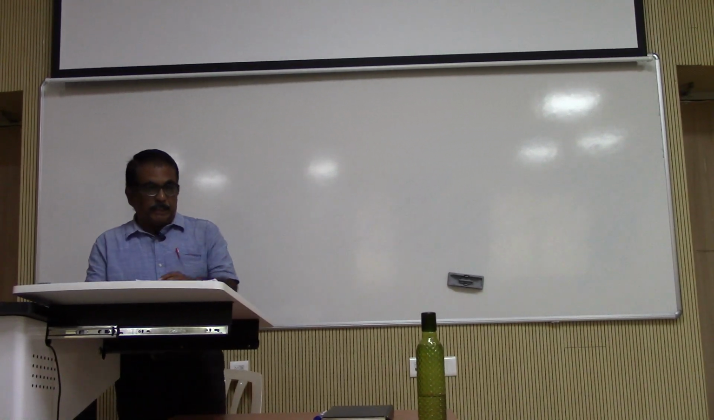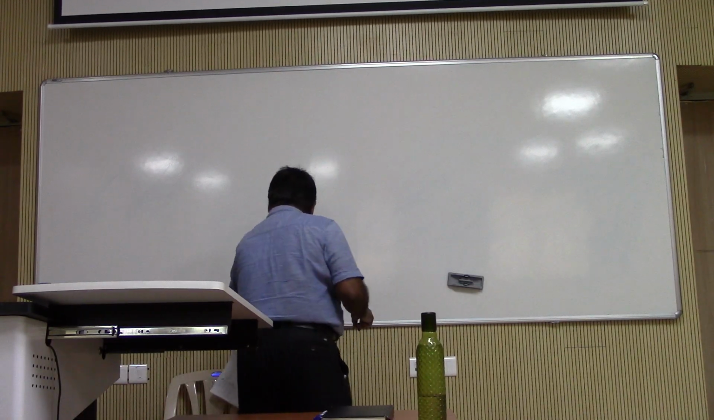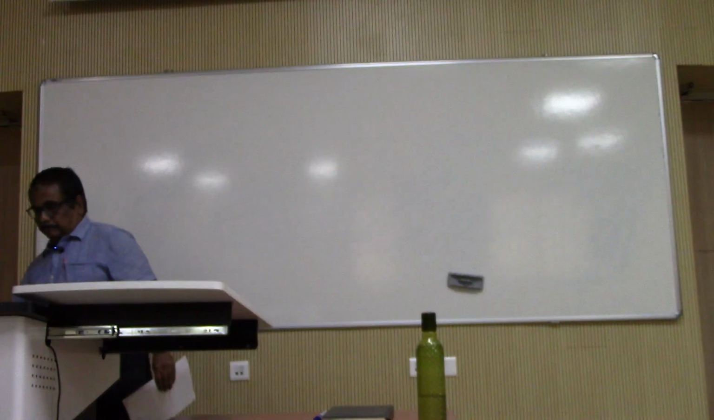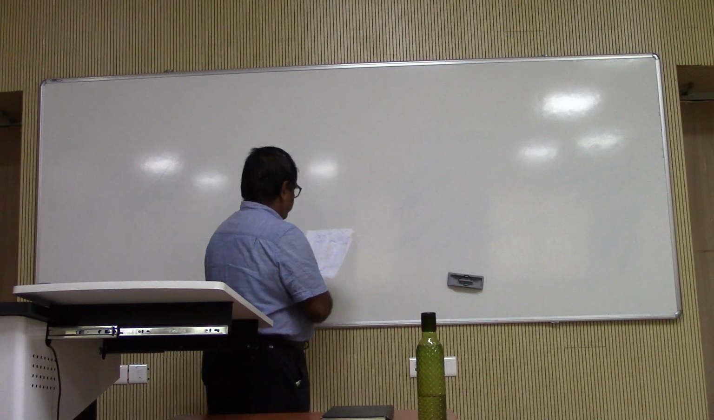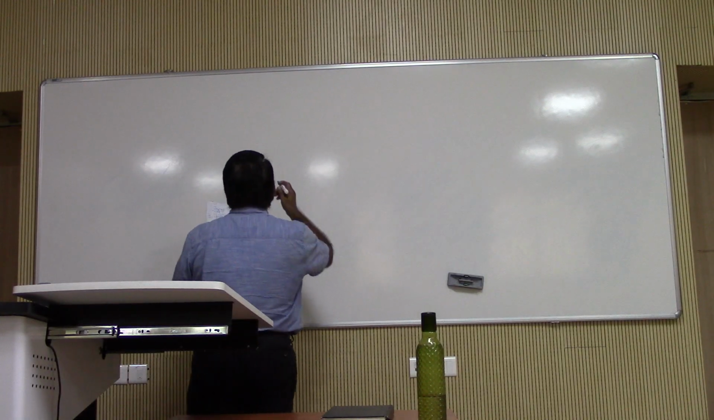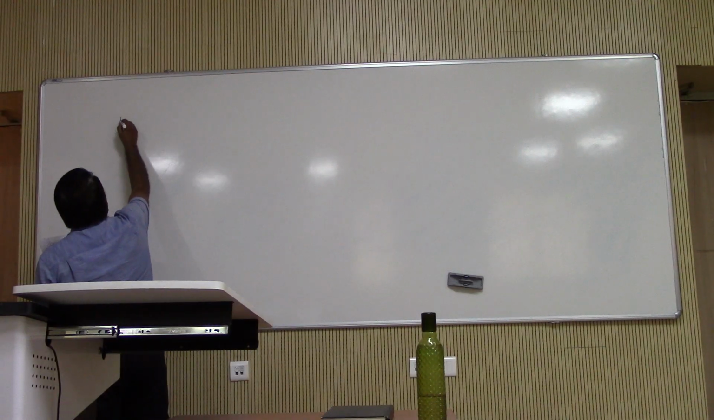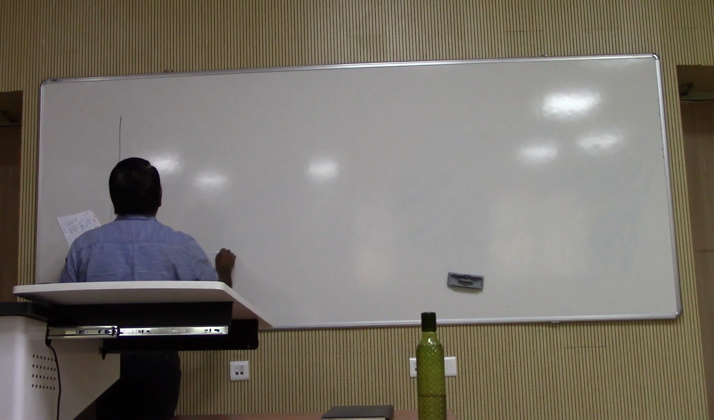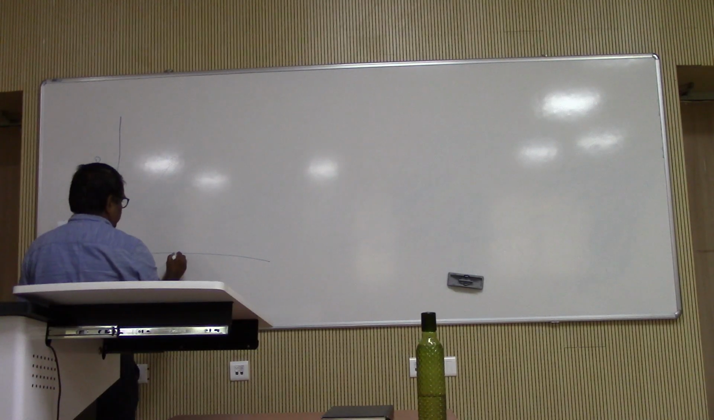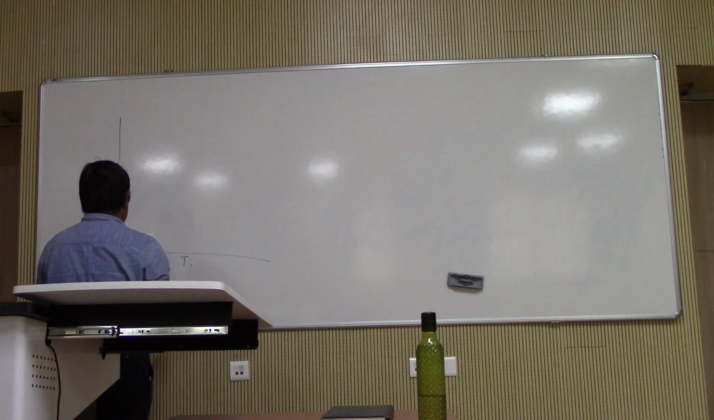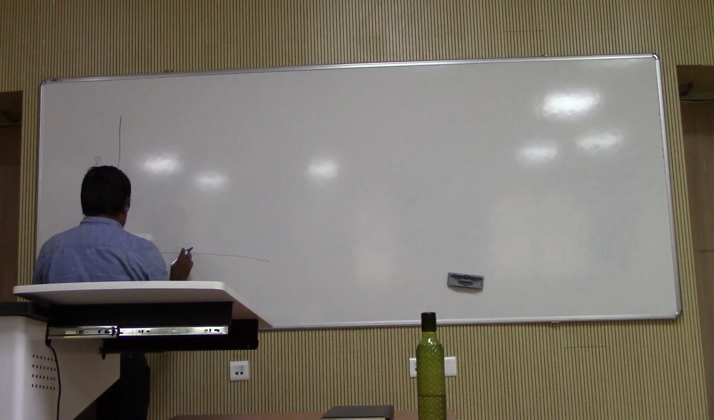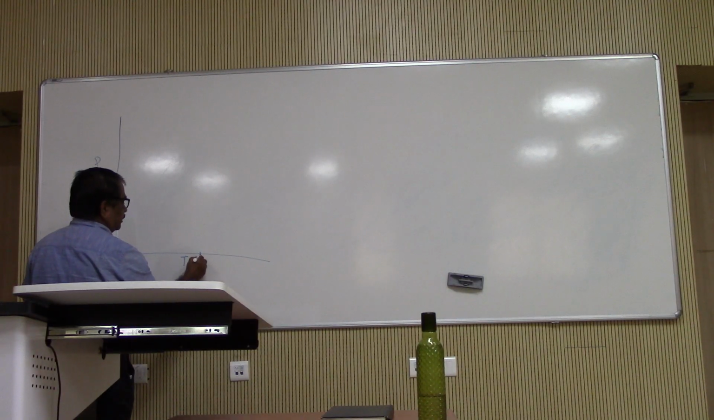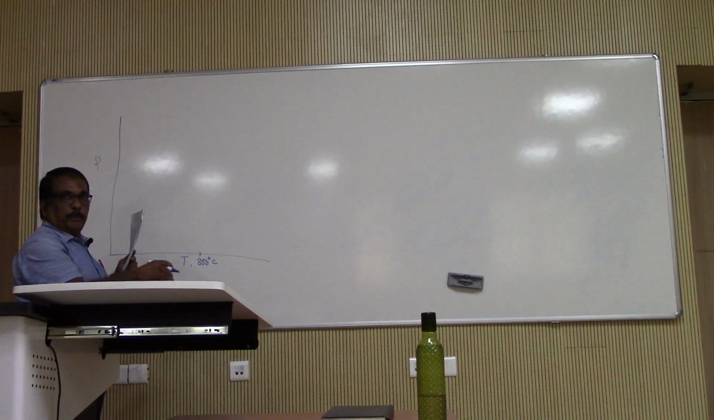So what we have seen that day, I will draw the diagram first, then we will explain. Mark here 800 degree centigrade. So we have come up to granulite facies.